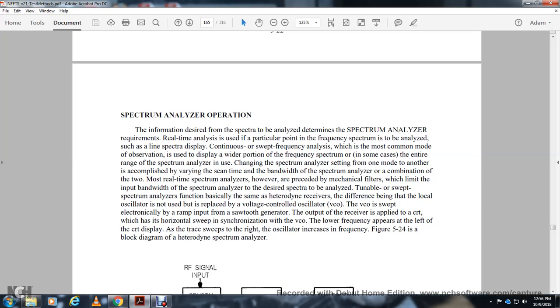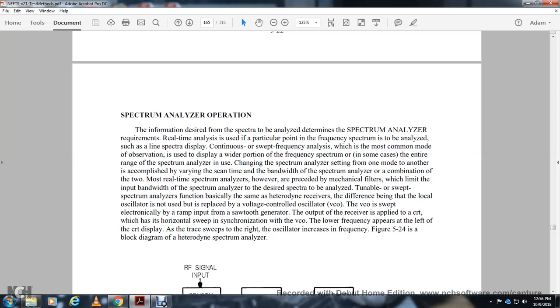Information inside with the spectrum at the beginning of the analyzer, determine the spectrum analyzer with the requirement of the real-time analyzer review with this map particular point with the frequency spectrum, the analyzer with the line spectrum of the display with the continuous sweep of the frequency. The analyzer's most common mode of observation is the display of a wide portion of the frequency spectrum, in most cases the entire range of the spectrum, with the spectrum setting changing from one mode to another, accounting for the varying scan and the bandwidth of the spectrum analyzer with the cathode ray tube.